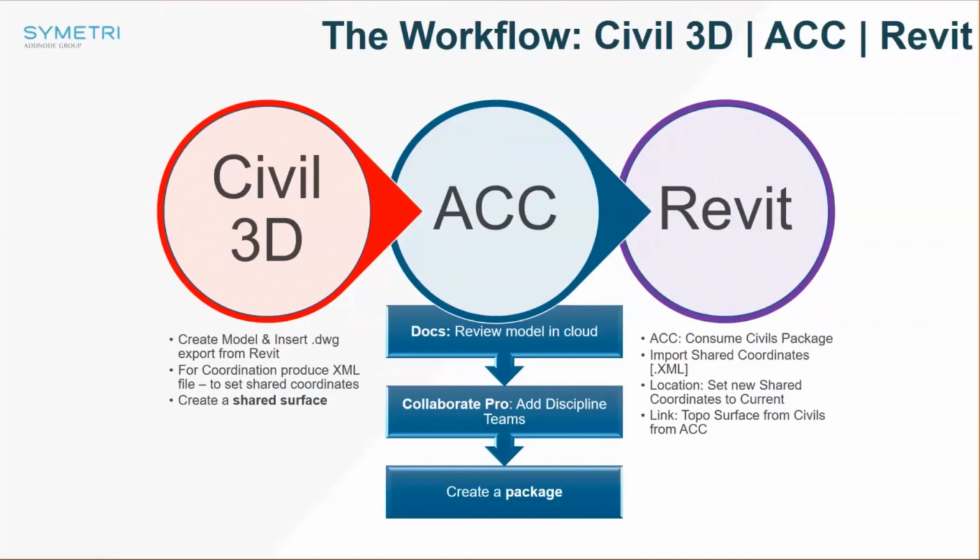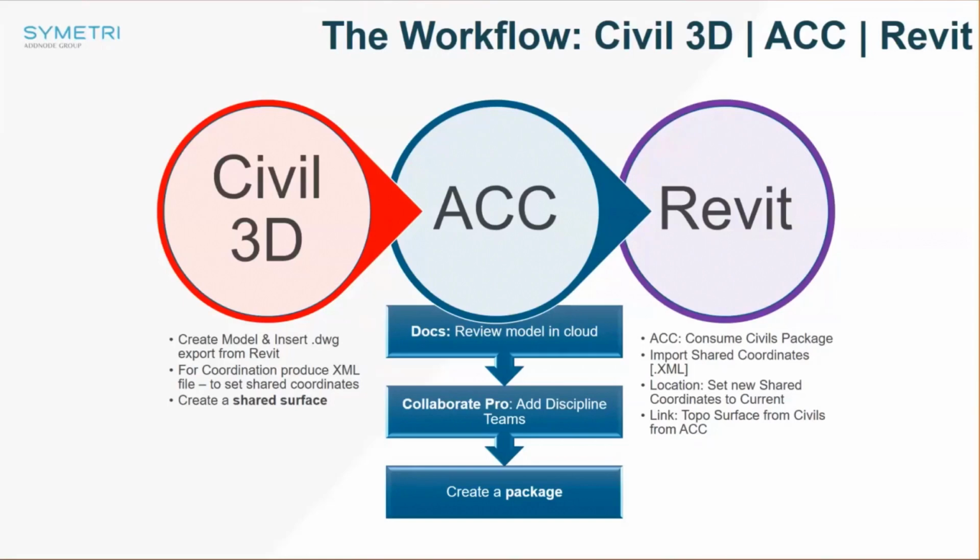So what happened in Civil 3D then was a shared surface was created. All of that information was then captured, published and packaged within the ACC platform, so our common data environment platform. We then have a document management system. So in Docs, we have a review of the model, so we can review it, we can see what's happened, what's changed. Within a traffic light system, we can pick out items that have happened and changed.